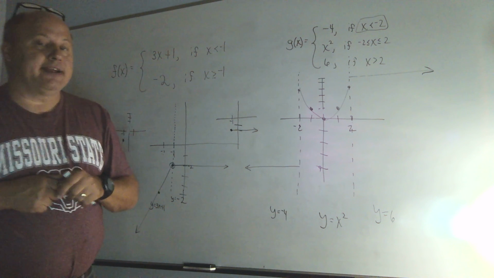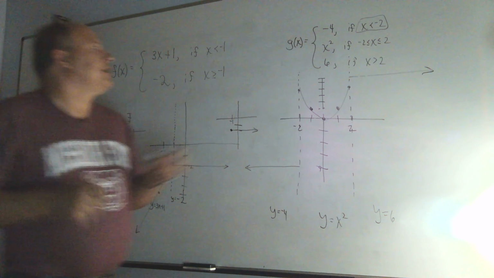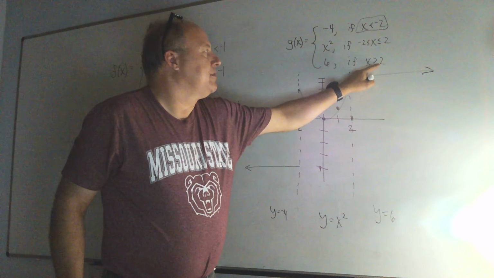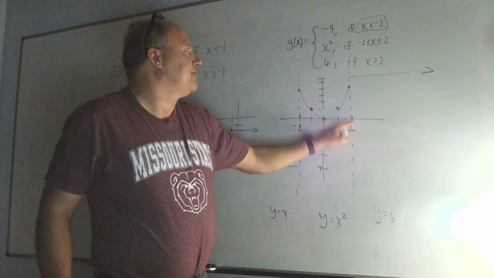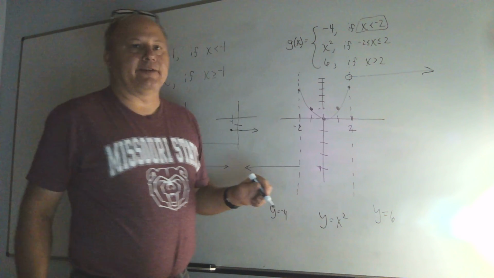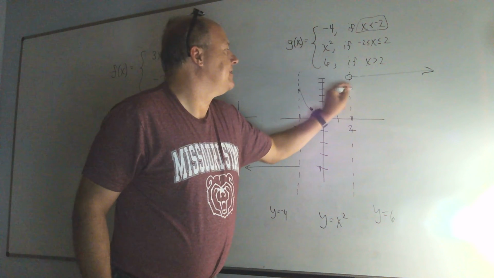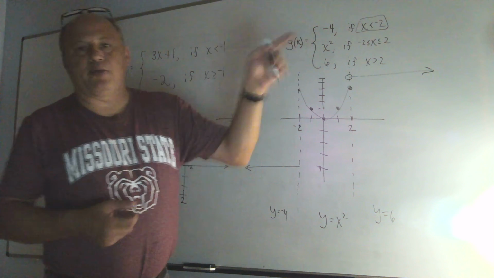Now, the only thing is you got to make sure you put the hollow points and the solid points where they belong. It's only 6 if x is greater than 2, not equal to 2, which basically means at the 2 itself, it doesn't equal 6. So you can put a hollow point there, and that tells the reader that that point is not defined. Why not? Because it's defined here. That's where the solid point goes.